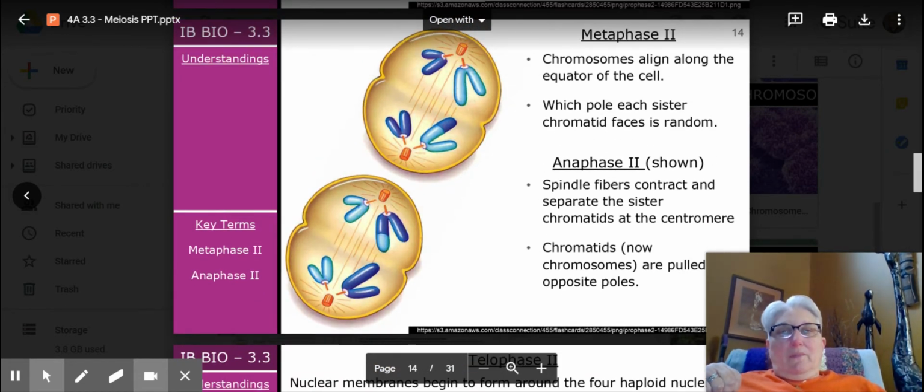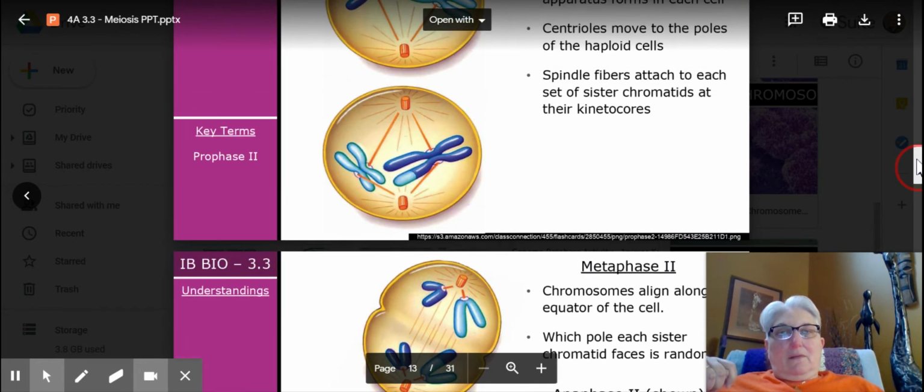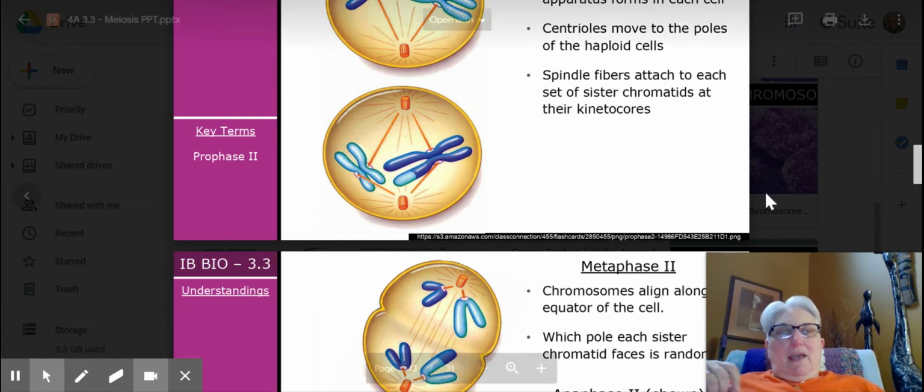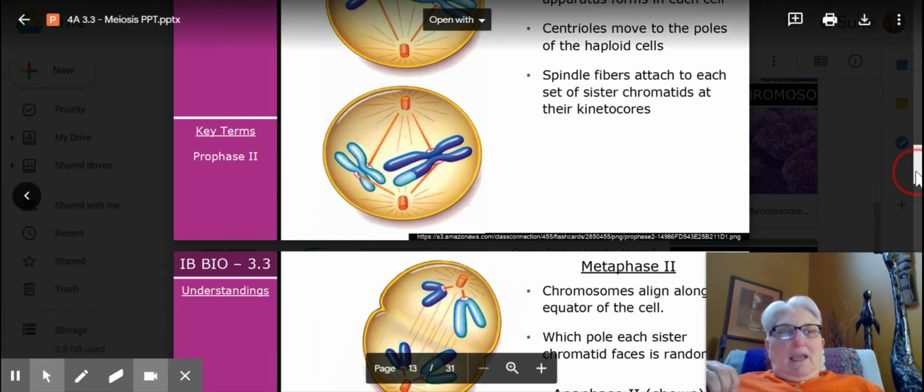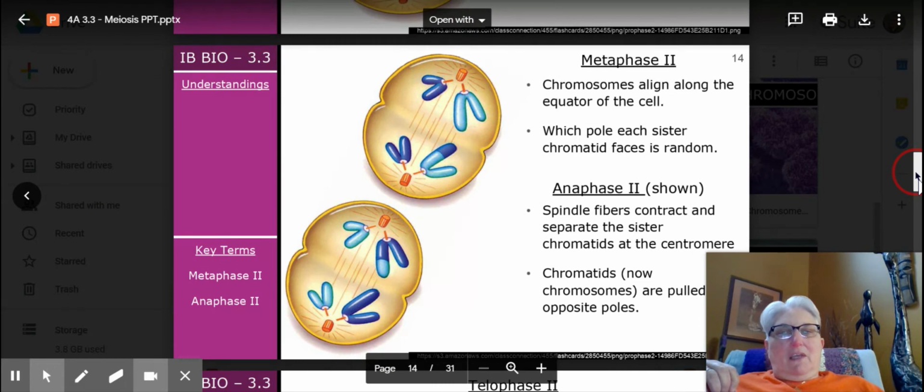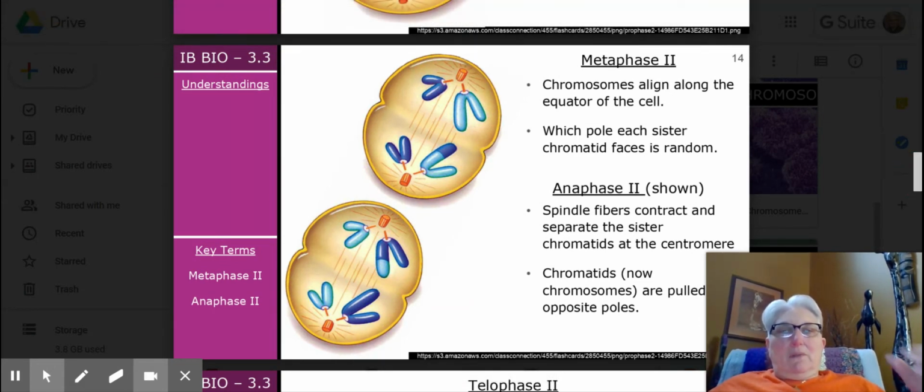Metaphase 2, again, we're looking at cells aligning along the midline. This is actually anaphase. So what happens is in each of these cells, these chromosomes will align along the midline, and then in anaphase, which you see here, the sister chromatids get pulled apart. Now, at this point, these chromatids are chromosomes.